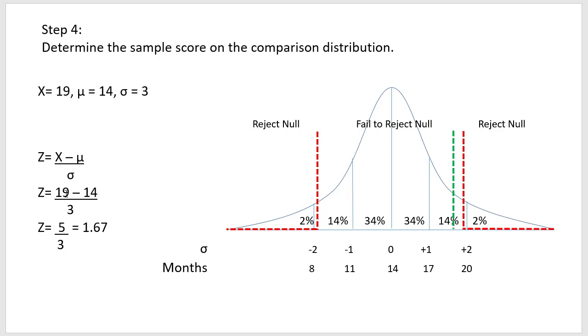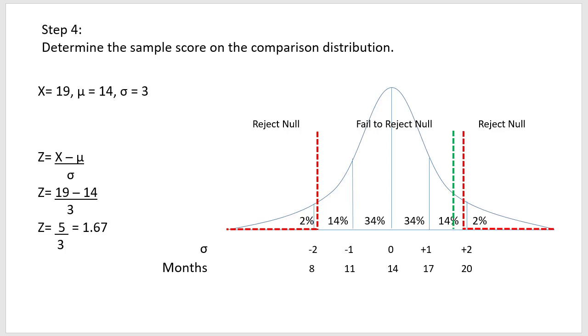Z is equal to the sample score of 19 minus the population mean of 14, divided by the population standard deviation of 3. Our z-score is equal to 5 divided by 3, which is equal to positive 1.67. Our sample's z-score is positive 1.67, which falls about there in the comparison distribution. So as we look at this visually, it looks kind of good for the null hypothesis. The null hypothesis says that these two groups, the sample and the population, will be the same, or at least the sample won't be significantly different. So far, it looks pretty good for the null hypothesis and not being able to reject it.